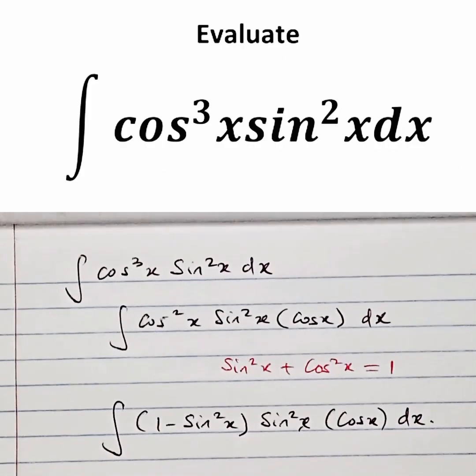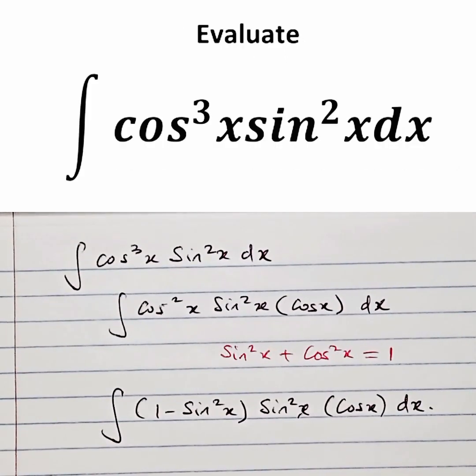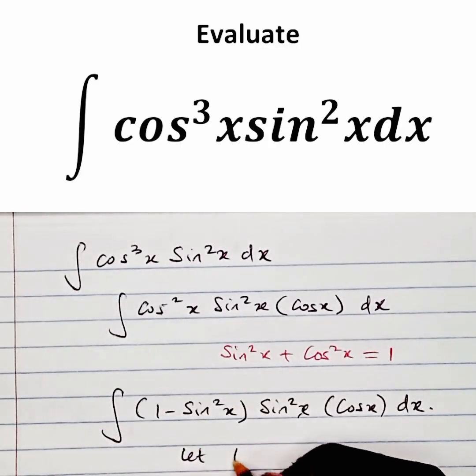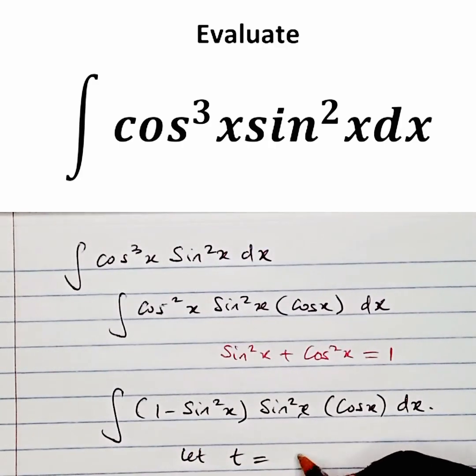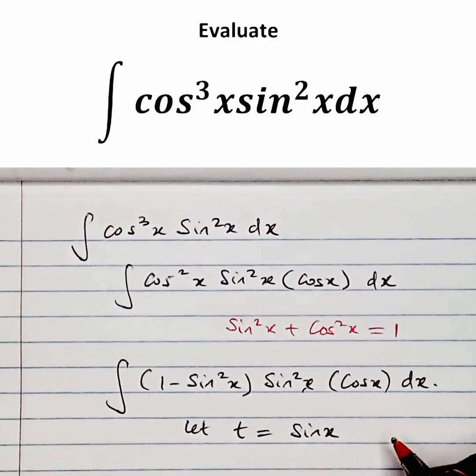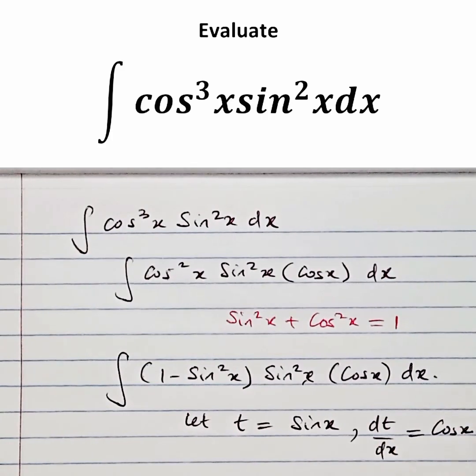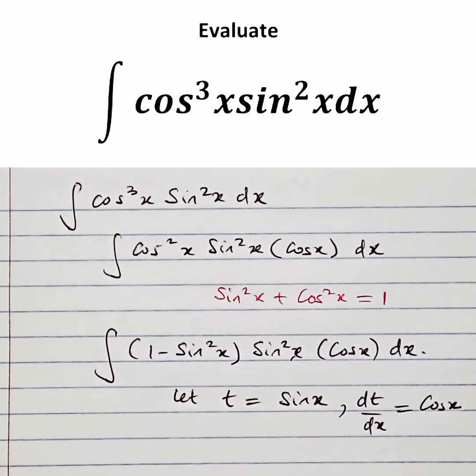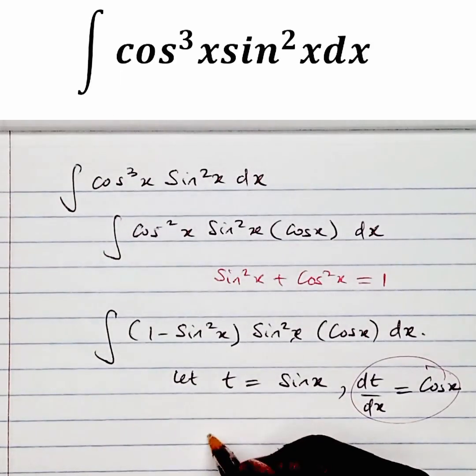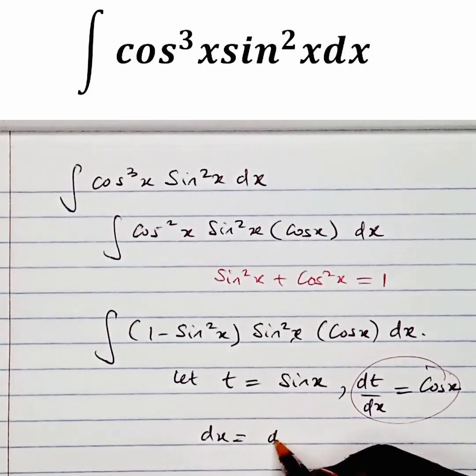Okay, now we are going to let t, so we say let t is equal to sine x. Then we find dt dx. dt dx is going to give us cos x. Now we are going to make dx the subject of the formula on this one. So we are going to have dx is equal to dt over cos x.